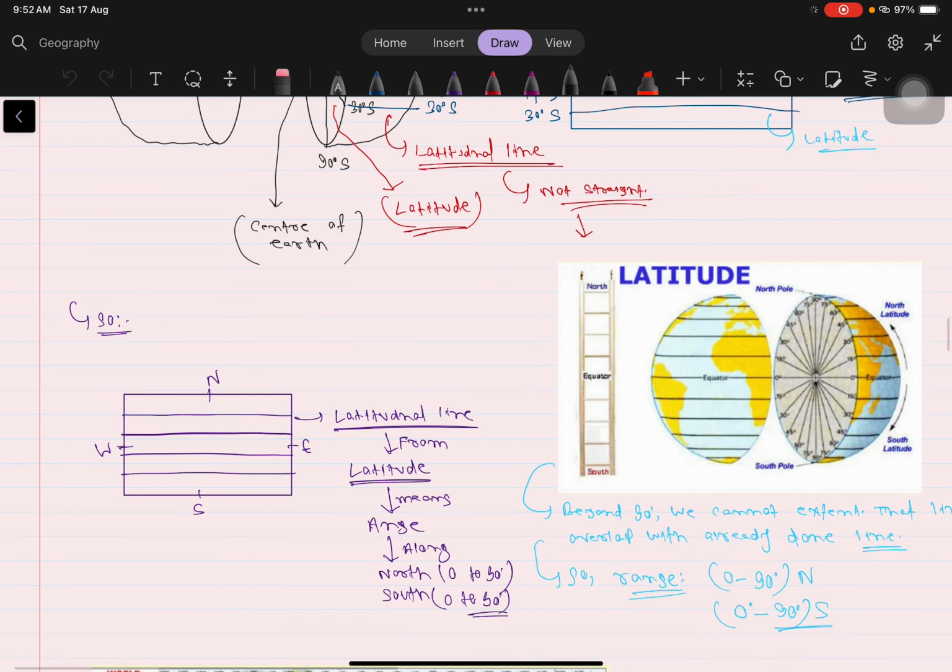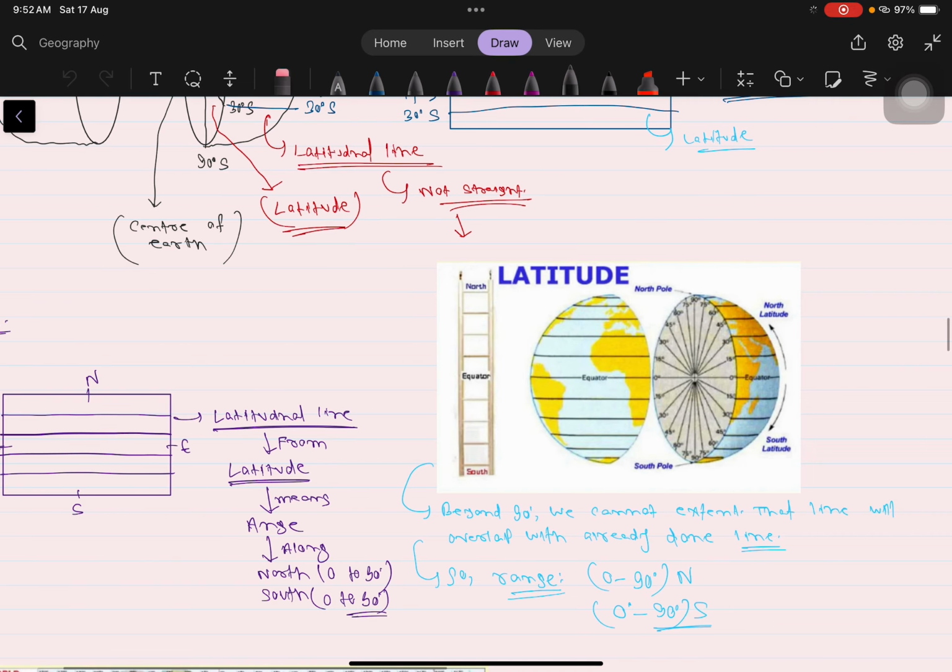So from latitude we get the latitudinal line, and this latitudinal line is nothing but the angle with the center of the earth. Latitude is the angle from the center of the earth towards the north and south direction.